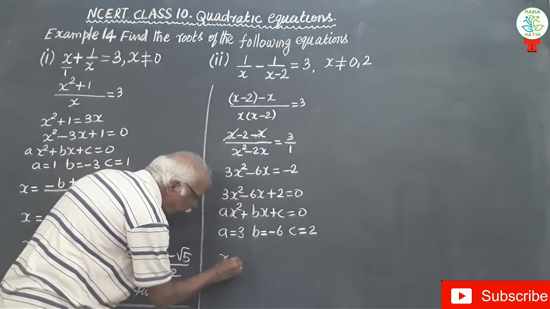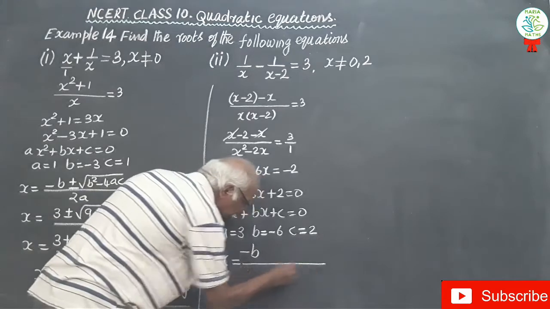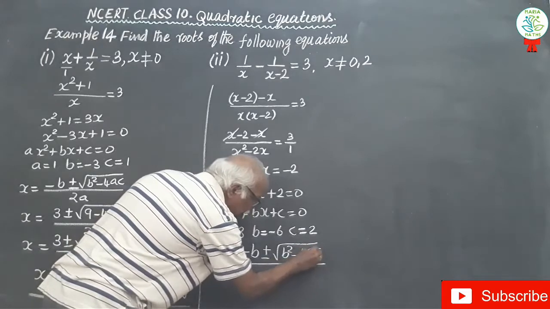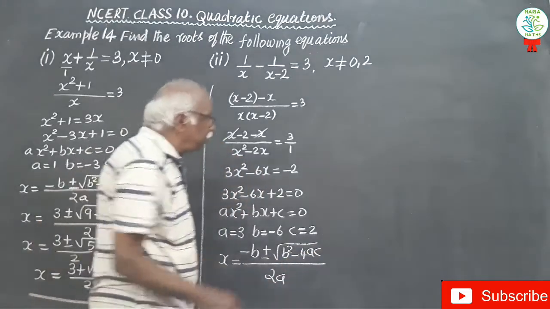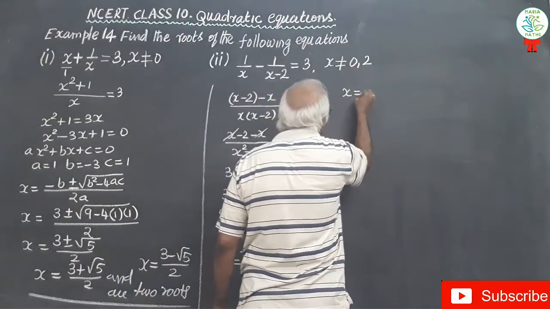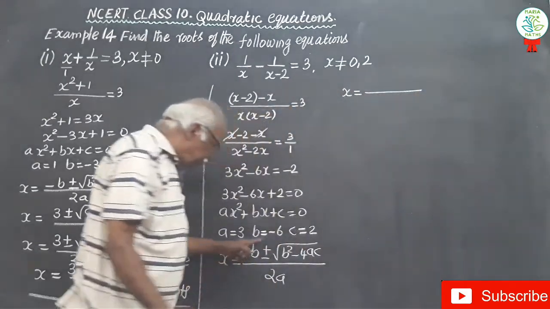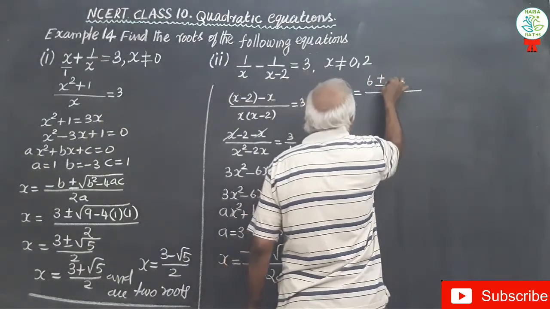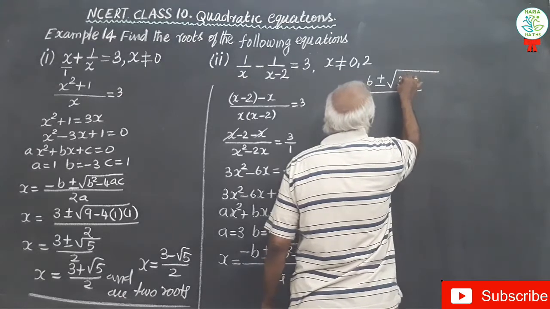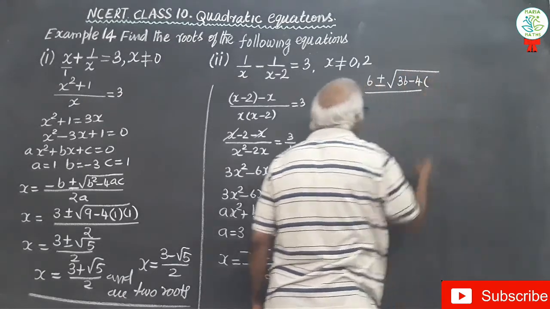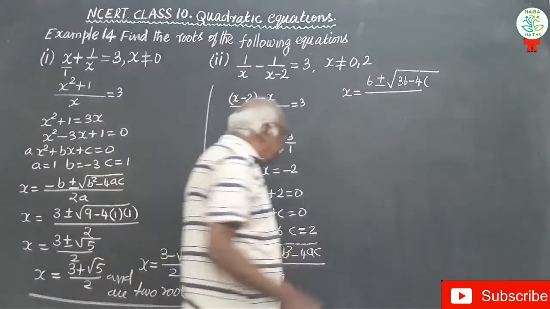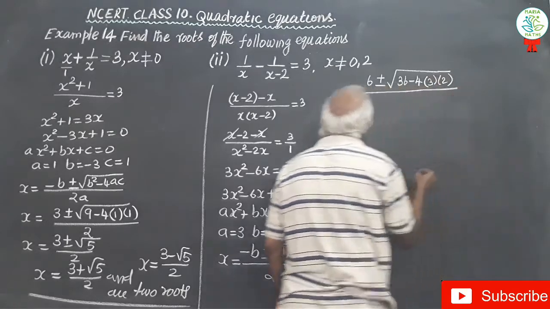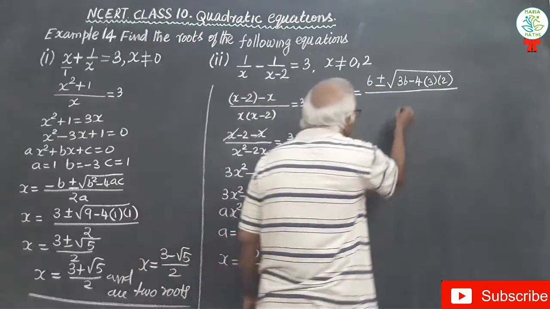Formula: x is equal to minus b plus or minus square root of b square minus 4ac by 2a. Now substituting the values, x is equal to minus b. b is minus 6, minus of minus 6, plus 6. Square root of b square, minus 6 the whole square, 36, minus 4 into a is 3, c is 2, divided by 2a, 2 into 3, 6.